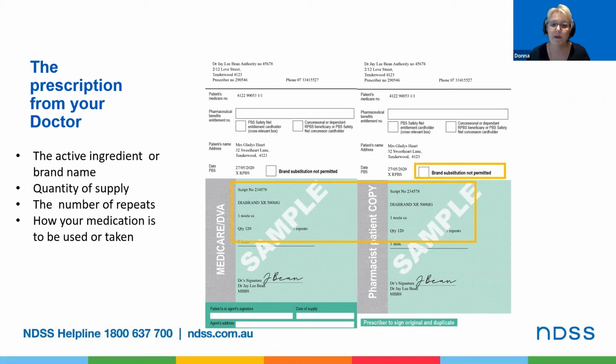If Dr. Bean and Gladys decided that Gladys should only have the Diabrand brand of metformin, the doctor can then cross the box marked brand substitution not permitted. If this box is not crossed, Gladys has the choice of this brand or another generic brand.